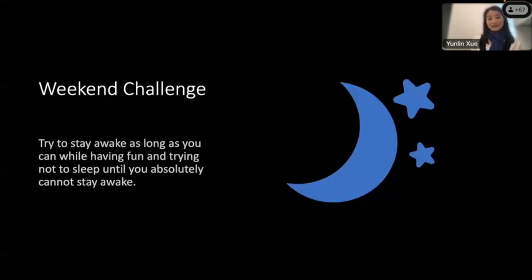And this is a weekend challenge that some of you can try, which is basically to stay awake as long as you can while having fun, and try not to sleep until you absolutely cannot stay awake, and see what happens.